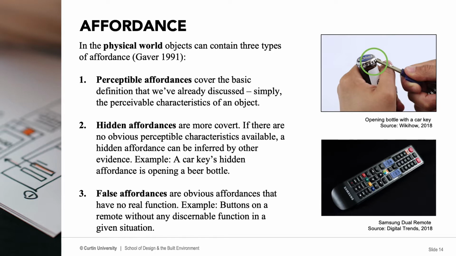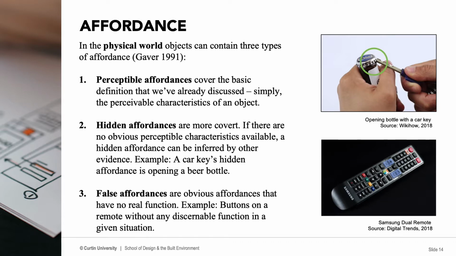But the second one is hidden affordances, which I've just hinted towards. These hidden affordances are more covert. Maybe there are no obvious perceptible characteristics available, but a hidden affordance can sometimes be inferred by other evidence. Have you ever been in a situation before where you've got a cold beer in your hand and you don't have a bottle opener and you go, how am I going to open this beer? Anyone been in that predicament before? I've been in that predicament many times.